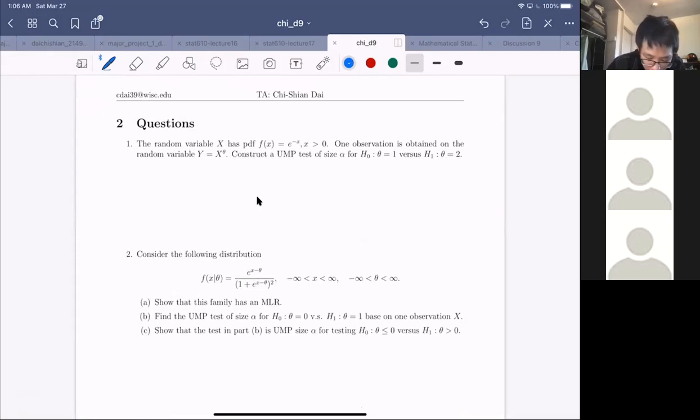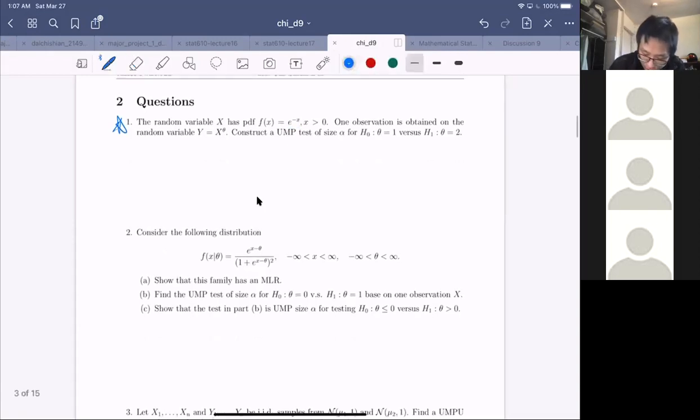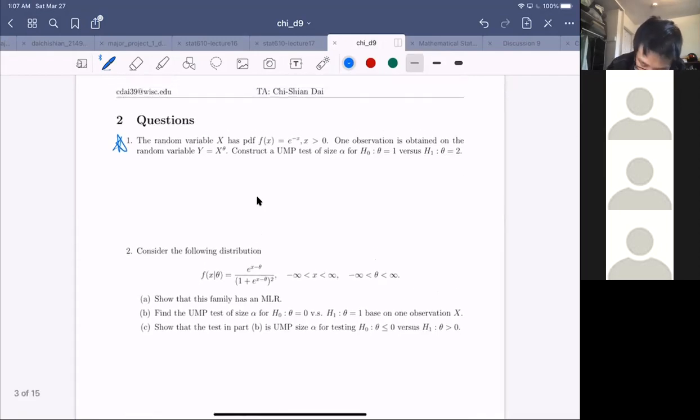I'll do question 1 first. This is a homework question. And yesterday, Sen asked me this question, and I didn't solve it, but I figured out a way to make it have a better form. Okay, so here you have two densities. When theta equals 1, the density is e to the negative y.